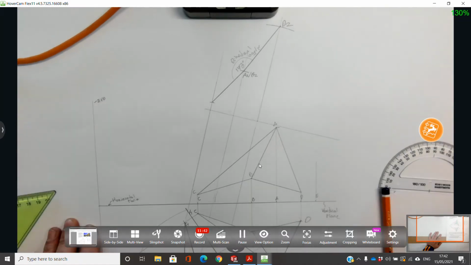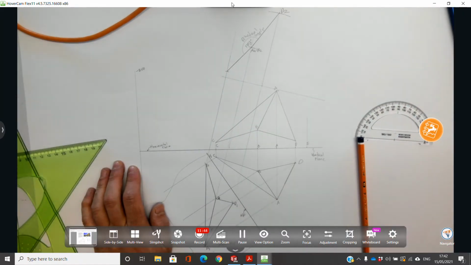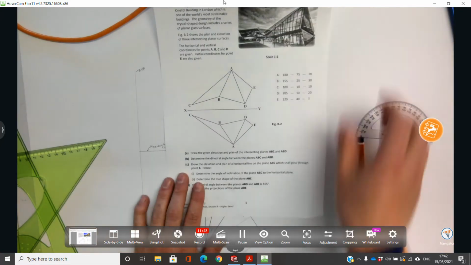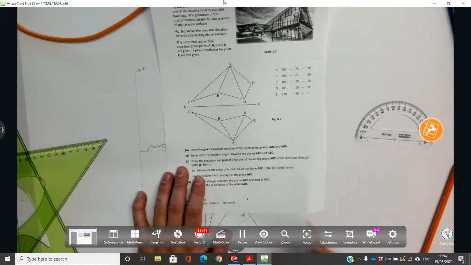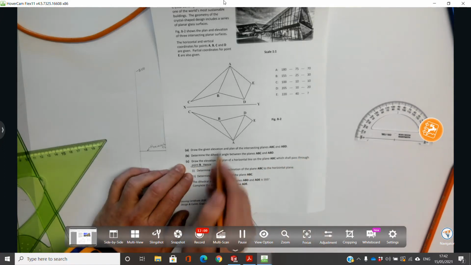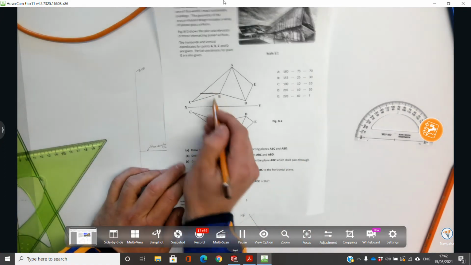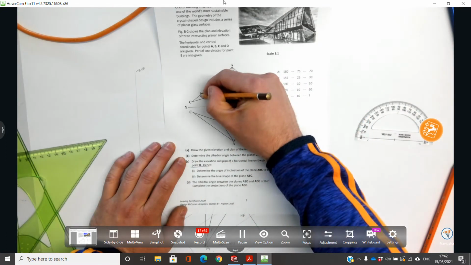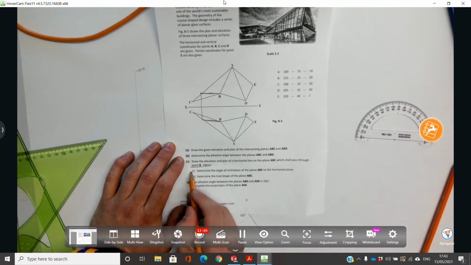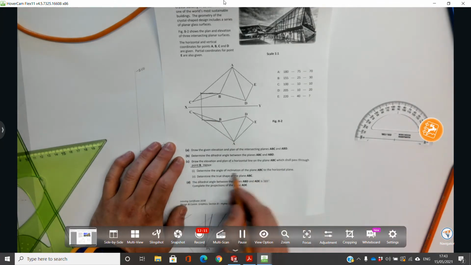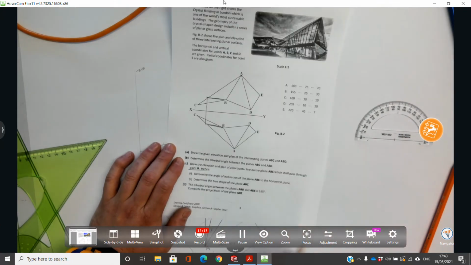Now, part 2 on C. Draw the elevation and plan of a horizontal line on plane ABC which will pass through point B. So there's a horizontal line elevation, the plan view of it, drop it down, join it back to B. Determine the true inclination of the plane ABC to the horizontal plane.